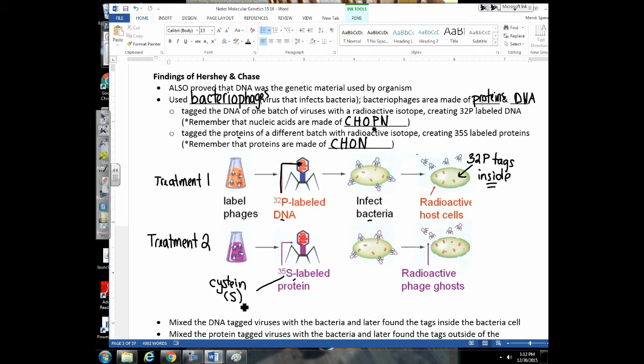So again, we infected the bacteria with these bacteriophages, and we separated them, and this is where we found the tags. We found these 35S sulfur tags outside of these bacteria cells. So it indicates that protein is not the genetic information that viruses are using to infect these bacteria cells.